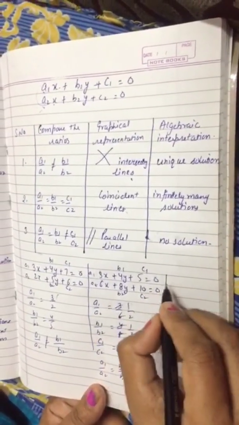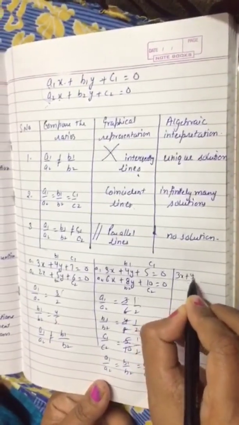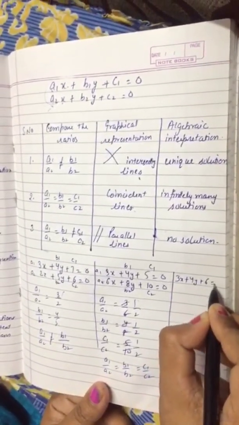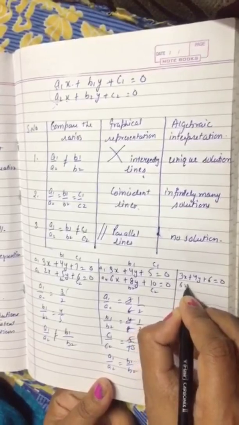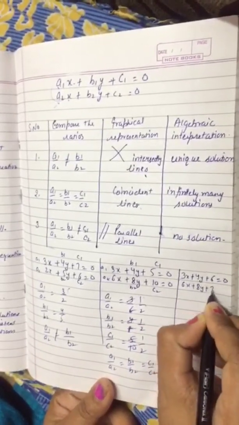And if I am discussing the third case, the lines are 3x plus 4y plus 6 equals 0 and 6x plus 8y plus 7 equals 0.